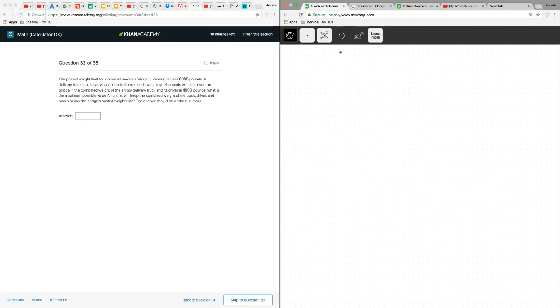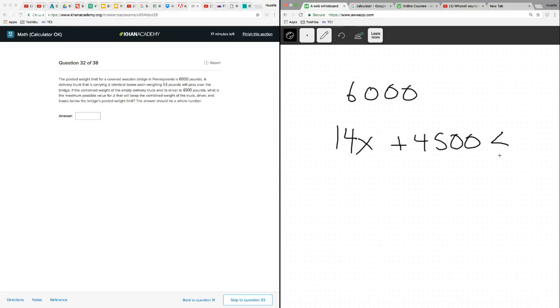Number 32. The posted weight limit for a covered wooden bridge is 6,000 pounds. A delivery truck carrying x identical boxes weighing 14 pounds each, so weight of the boxes is this, will pass over the bridge. If the combined weight of the empty delivery truck and its driver is 4,500 pounds, so this is the empty truck and this, what is the maximum possible for x that will keep the combined weight of the truck, driver, and boxes below? Below, not less than or equal to, less than 6,000.